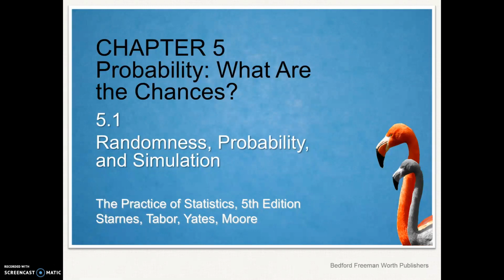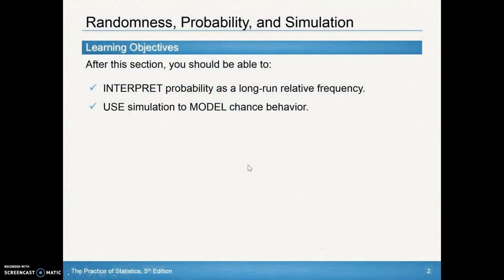Section 5.1 will take 2 days to go through, and we're going to look at randomness, probability, and simulation. The goals of this first lesson are simply to be able to interpret probability as a long-run relative frequency. So we've talked about relative frequencies before. And then also to be able to use simulation to model chance behavior. So we'll look at several things other than our calculator as well to model some of that chance behavior, but we'll rely a lot on just our calculator to do the work that we need to do.